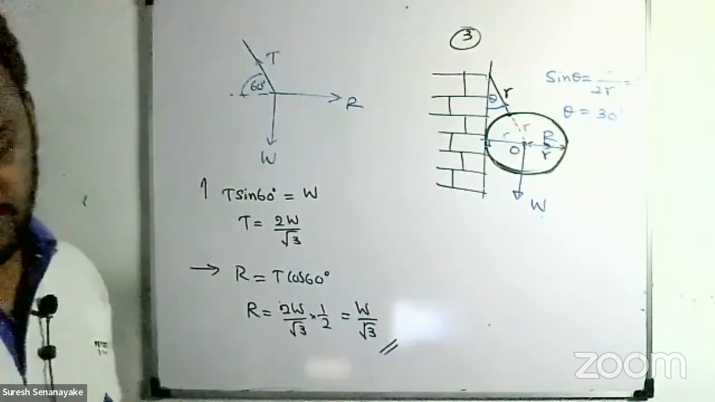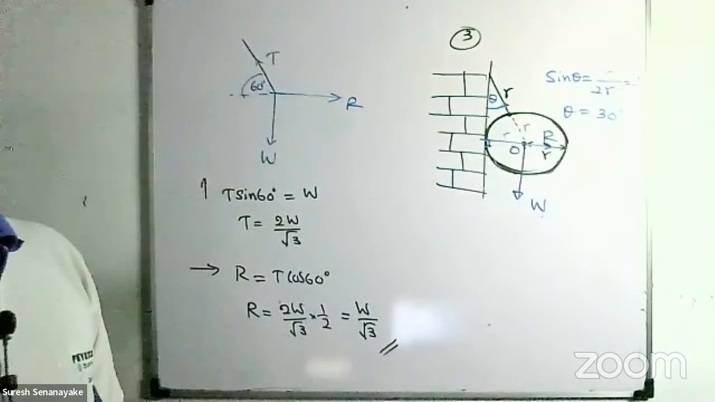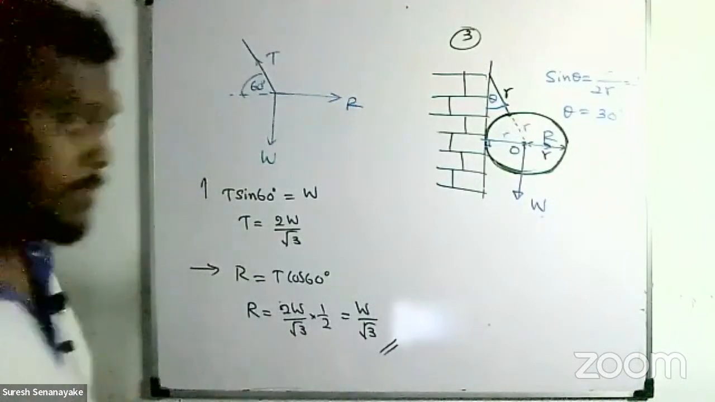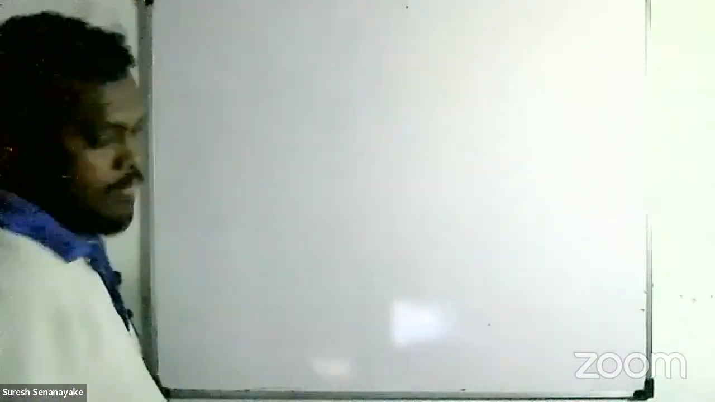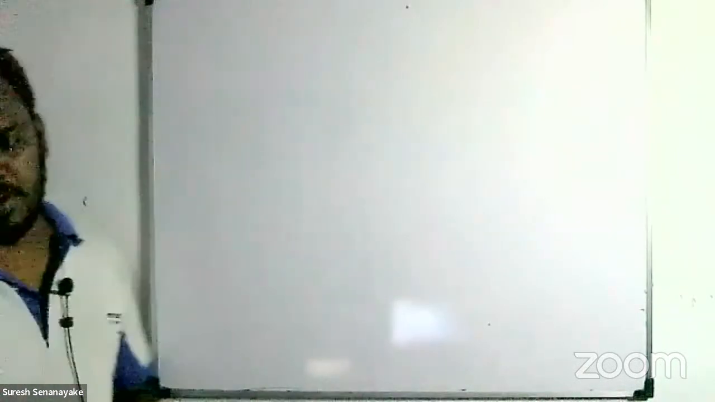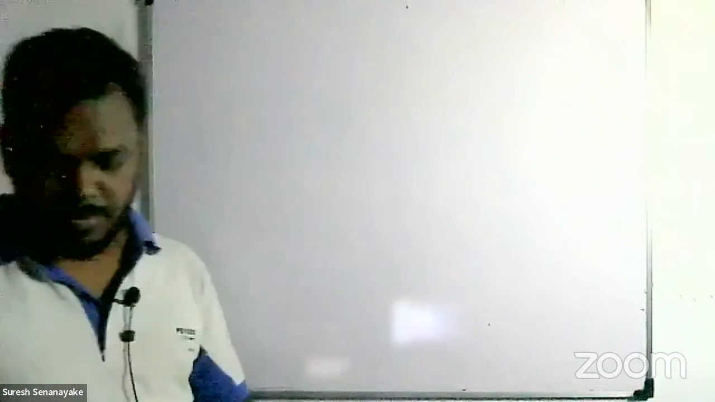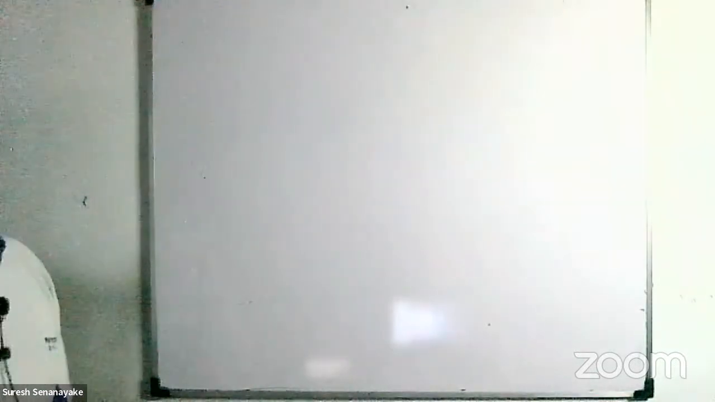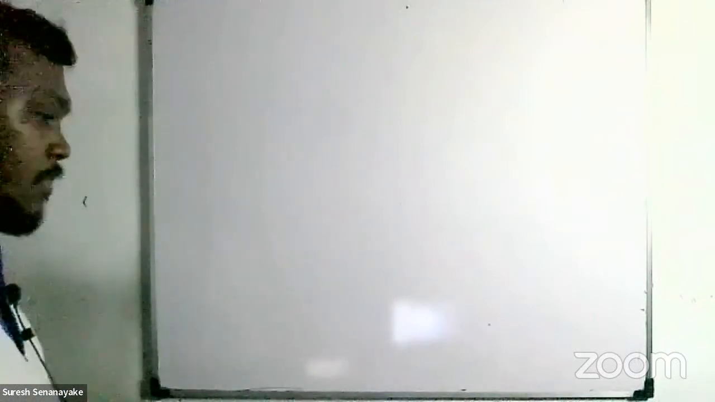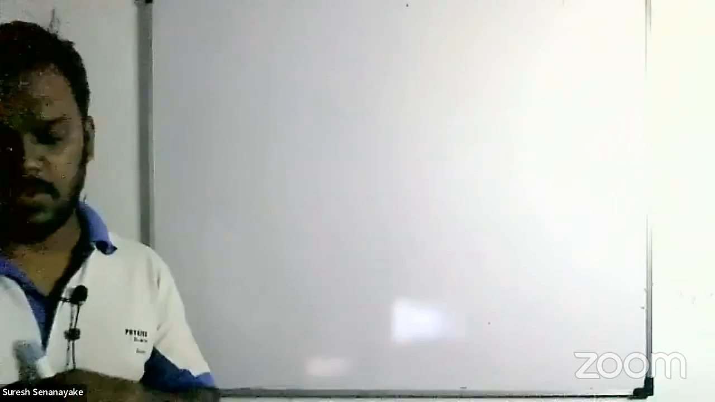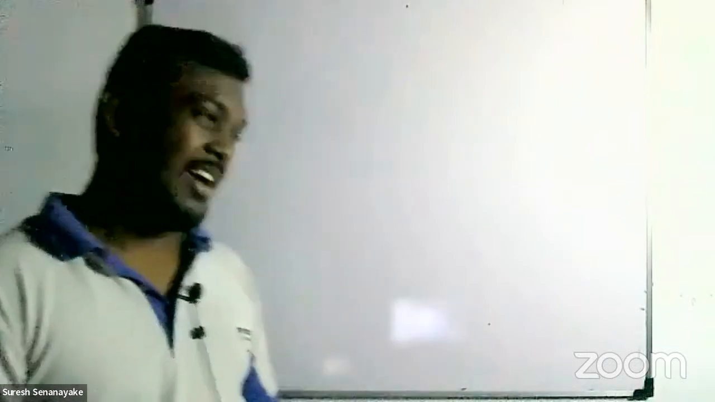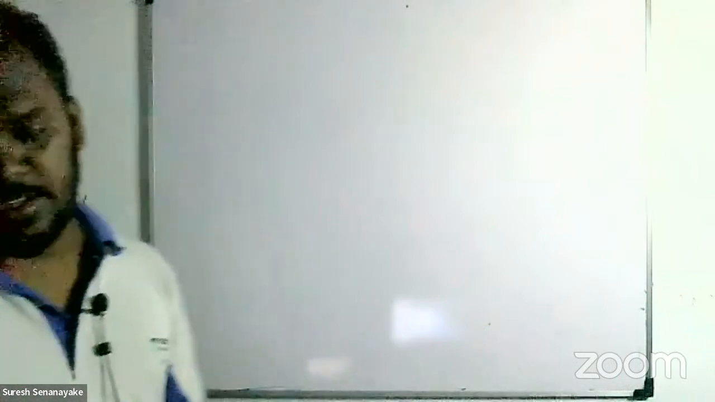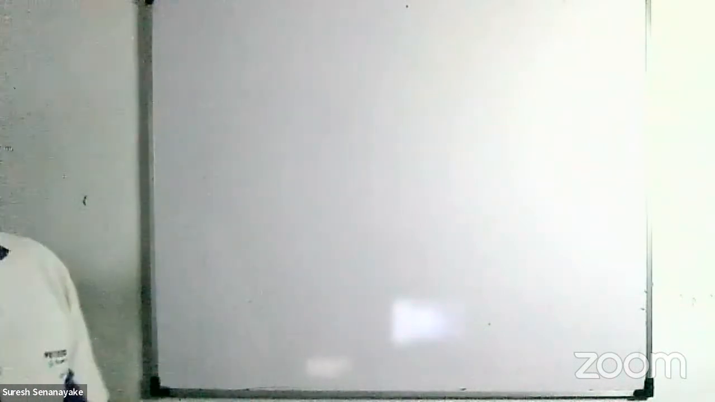Right, a uniform rod PQ of length 7 meters and mass 12 kilograms is pivoted at the point capital R, where PR equals 2.5 meters.